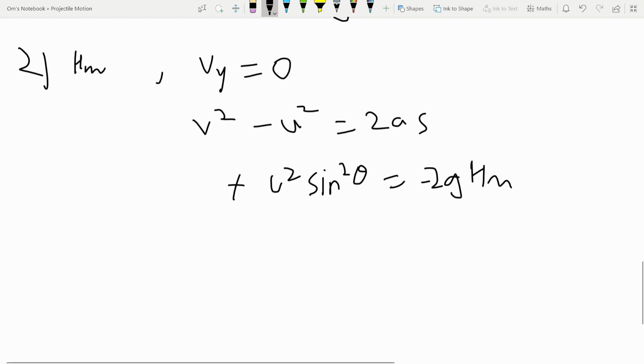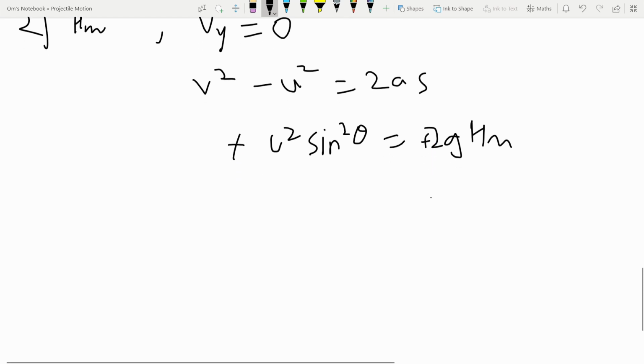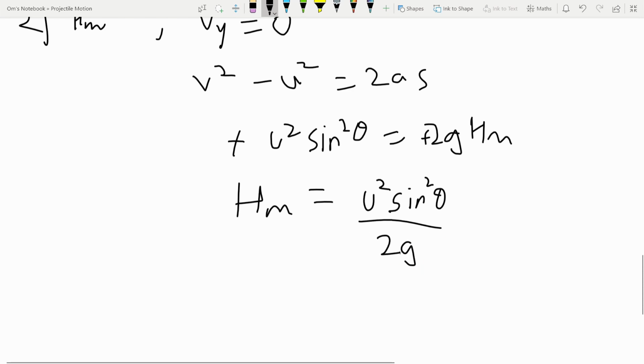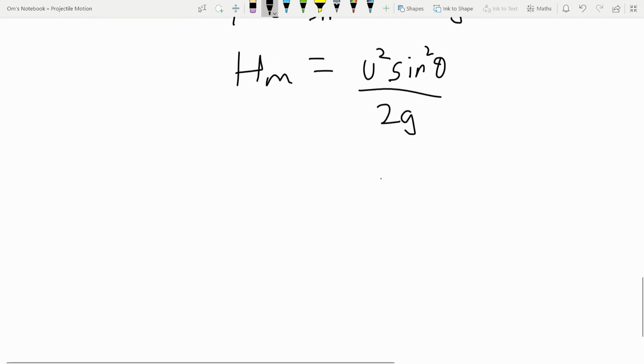So I'm going to cut the minus sign on both sides, and I'm going to take 2g to the other side to get yet another equation. This is hm is equal to u square sine square theta by 2g. Again, as you can see, maximum height is achieved when theta is equal to 90 degrees, because that's when sine theta actually gets its maximum value.